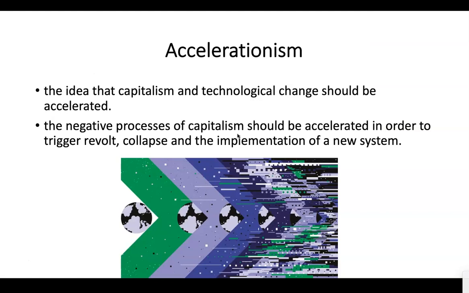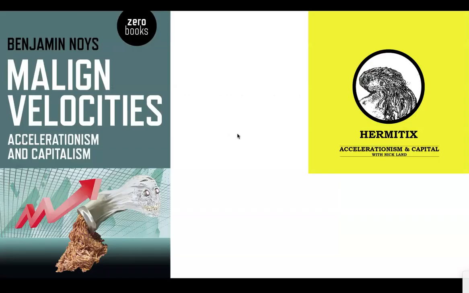Now, there's this idea that's growing in popularity called accelerationism. This is the idea that capitalism and technological change should be accelerated, sped up. The reason is that there's no other alternative: you just need to accelerate the process of capitalism because it will lead to its own collapse. And it will also lead to the collapse of liberal democracy. And then people can create a new system.